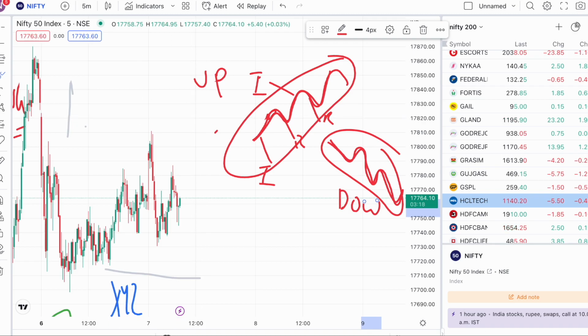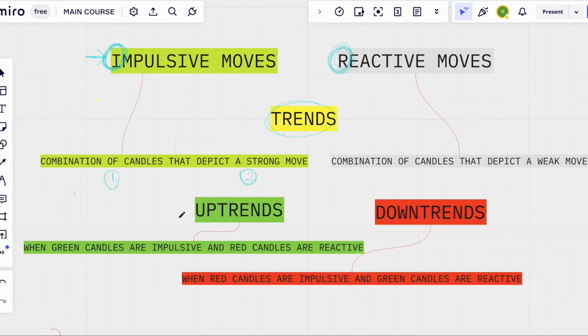Let's look at the definition of uptrend and downtrend now. Coming to the next part of the slide, trends can be defined in two ways: uptrend and downtrend. What is an uptrend? When the green candles are impulsive and the red candles are reactive. If you compare this with the two kings, it's when the green king is impulsive and the red king is reactive, right? Similarly, for a downtrend, when the red king is impulsive and the green king is reactive. So I think you're clear on this.